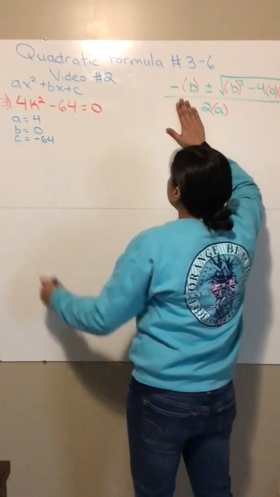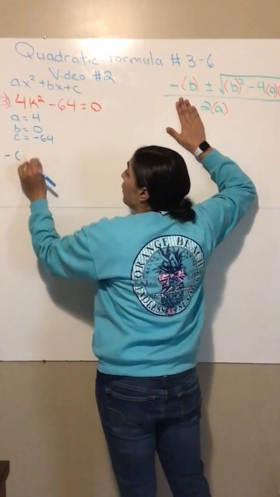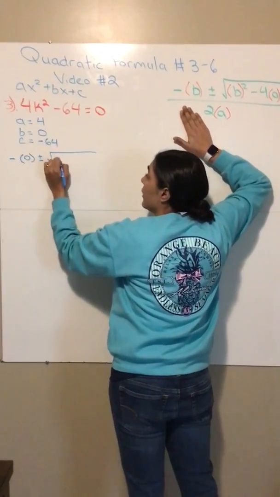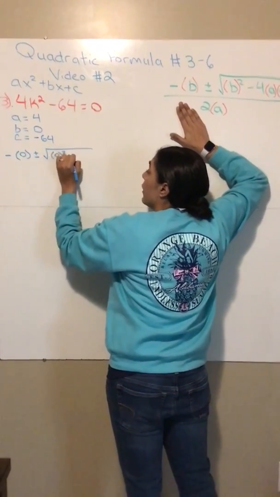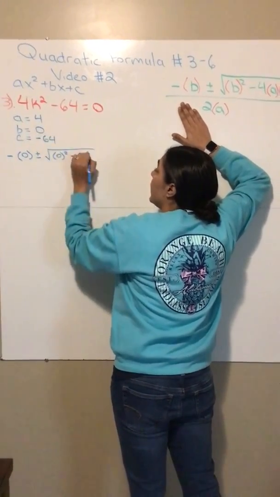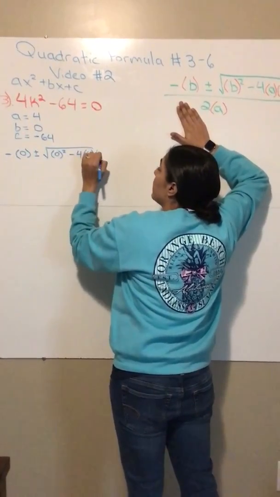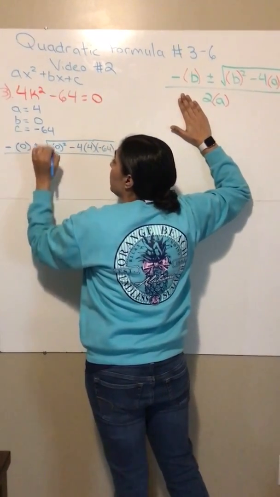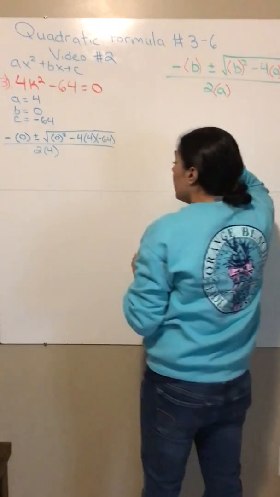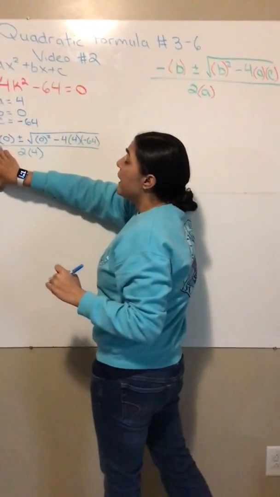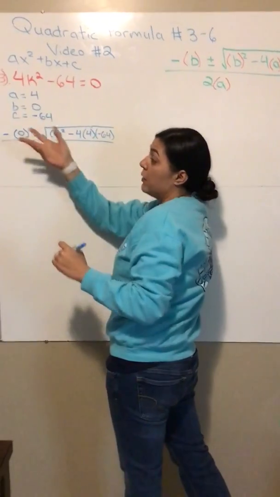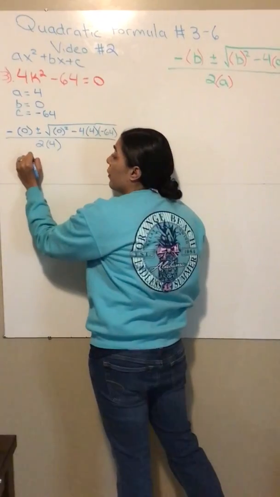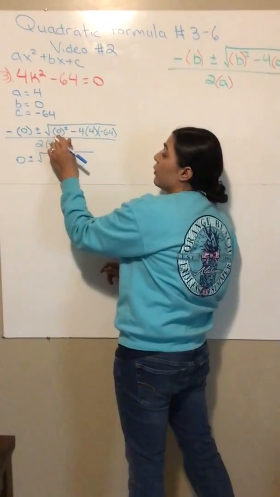So we're just going to start plugging stuff in. You got negative, parentheses, our B is 0, plus or minus the square root of B squared. So you got 0 squared minus 4 times our A times our C, which is negative 64, all over 2 times our A, which is 4. And so we're just going to start simplifying. Well, negative times 0 is still going to be 0. So you can just write 0, and we're going to leave that there because I don't want you guys to get screwed up. Plus or minus, and on the inside we got 0 squared, so it's still going to be 0.